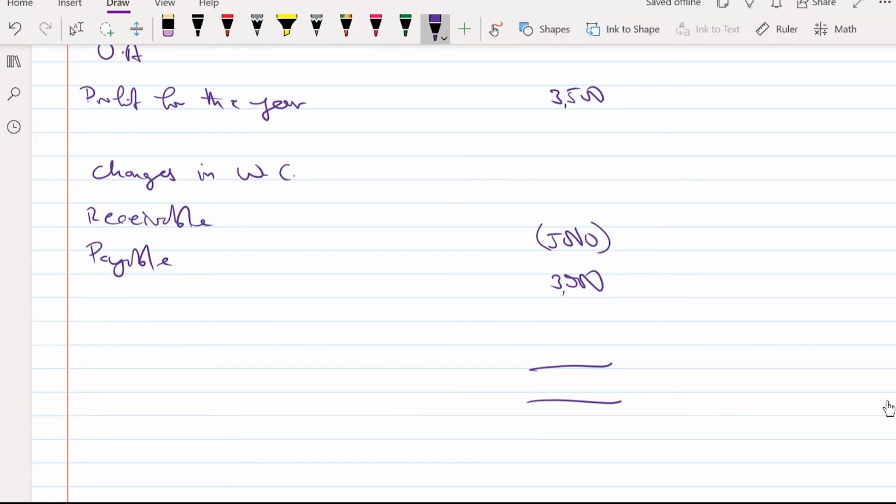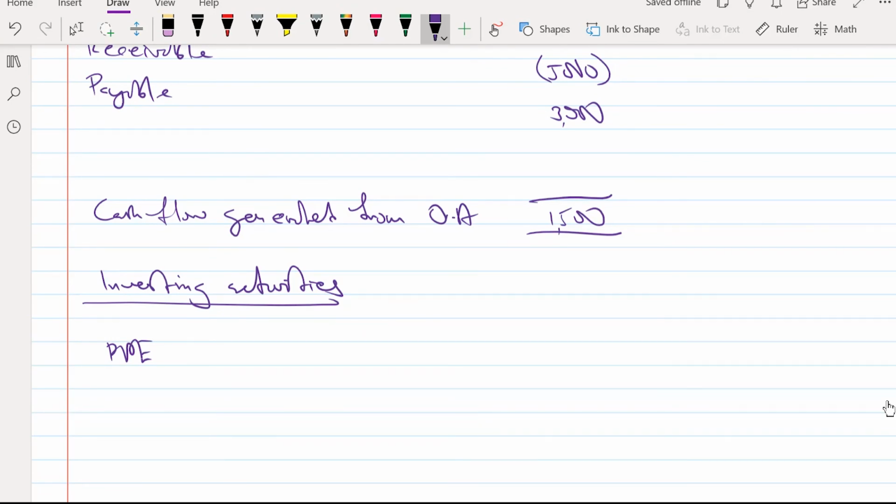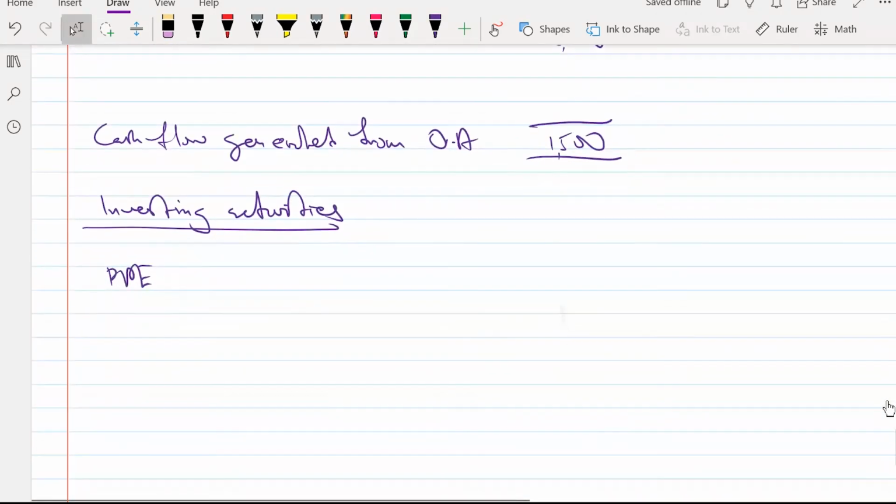And this is 6,500 minus 5,000, which should give us 1,500, which is cash flow generated from operating activities. So you have to mention that. Then we have investing activities. Okay, we can abbreviate this one. And we have PPE. Of course, we invested in PPE, and PPE is 3,000 there.